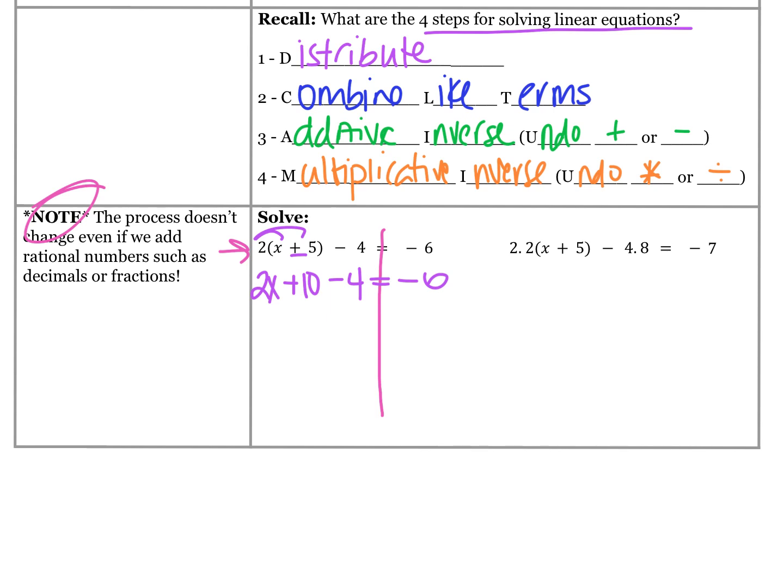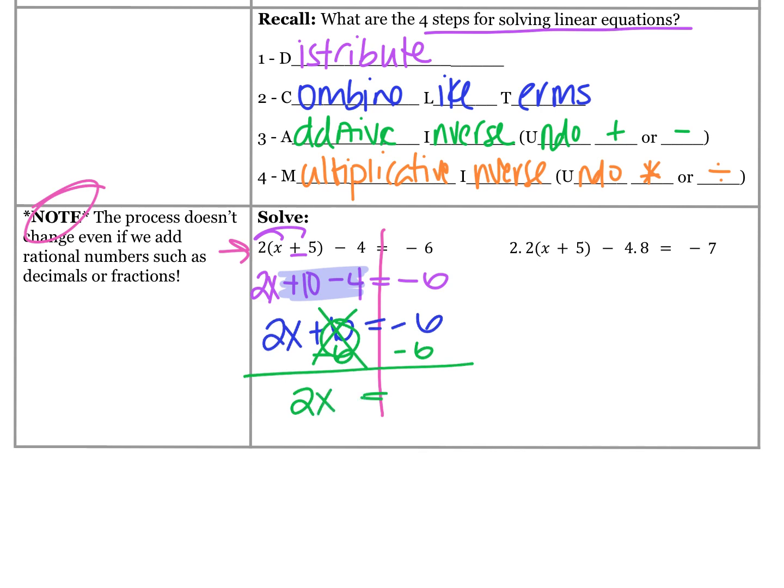We have to identify, do we have any like terms? Yes, we do. I see I have 2 numbers I can combine, and I know 10 minus 4 is 6. So I have 2x plus 6 equals negative 6. Next, we have our additive inverse. So I'm going to undo this plus 6 by subtracting 6 from both sides. Here we made 0, so it is gone. That's why we use our inverse properties, and I'm left with the 2x on the left side.